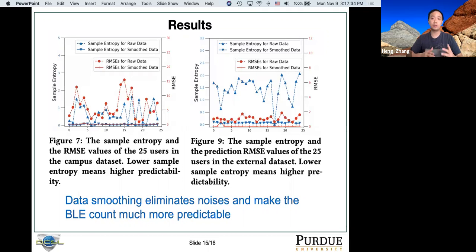For the raw data, the sample entropy, for example here, although it's kind of high, it's still low enough to be useful for prediction, which indicates that using the Bluetooth count trace, a user can be identified, or it can be used to predict what the BLE count will be in the future. This indicates that the Bluetooth count as a trace is a way to identify a user or to predict the user's schedule.